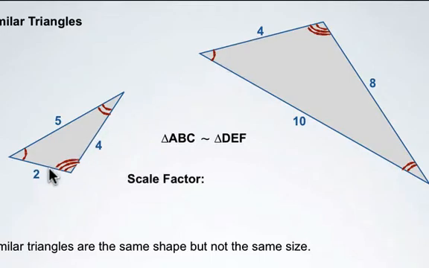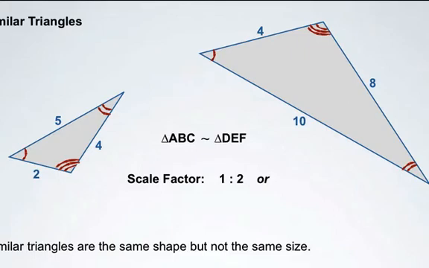Scale factor, if we take a look at the corresponding sides, this side here and its corresponding side in the second triangle, the values 2 and 4. How are those related? Take a look at the next pair of corresponding sides, 5 and 10. And the last pair, 4 and 8. Perhaps you might be able to identify that in the first triangle, if we take these measurements and we double them, we get the measurements in the second triangle. So we call this a scale factor of a 1:2 ratio.